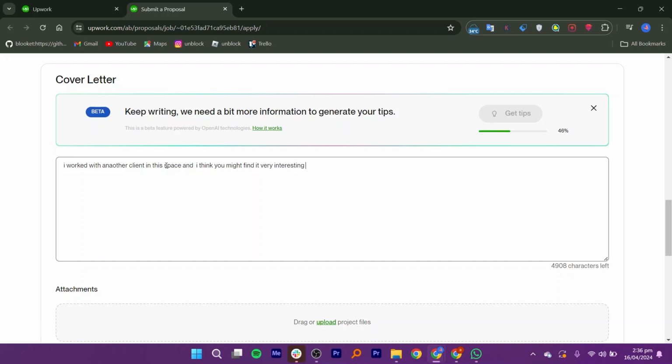Explain the steps you would take, the tools or resources you would use, and any specific methodologies or techniques you would employ to deliver results. Clearly outline the deliverables you will provide as part of the project.